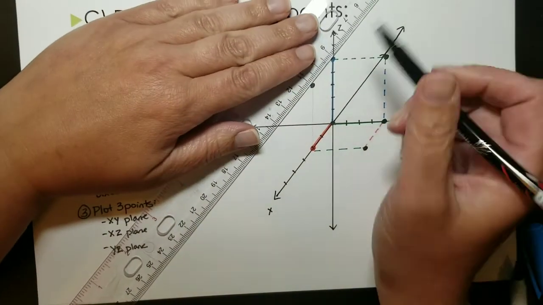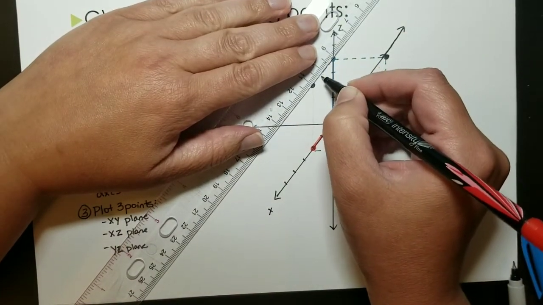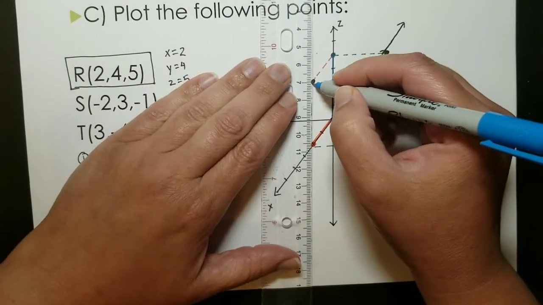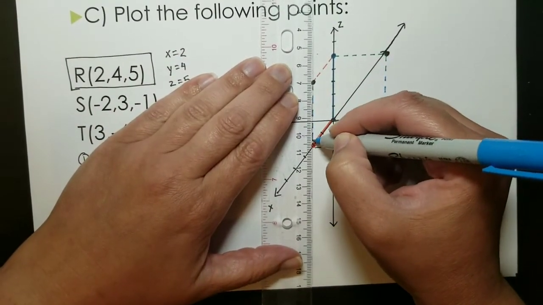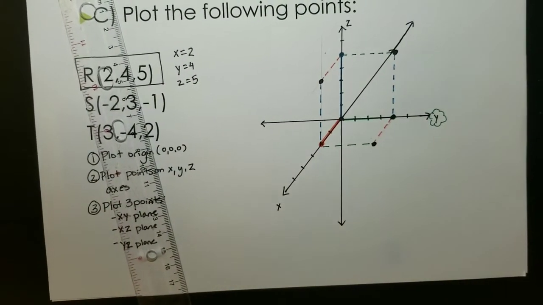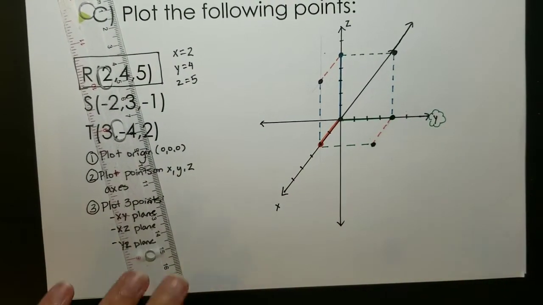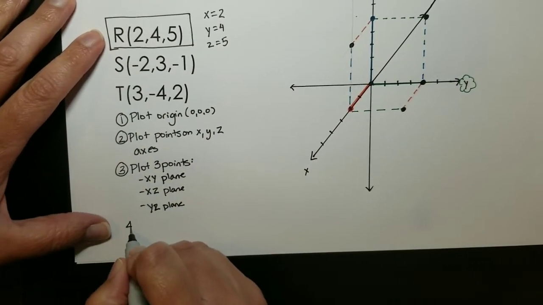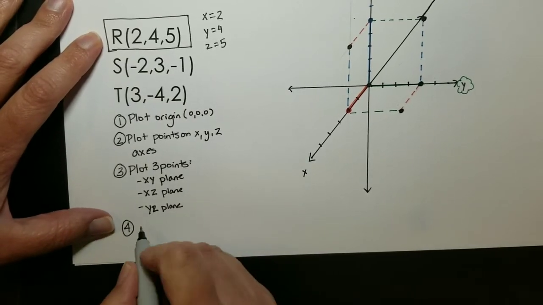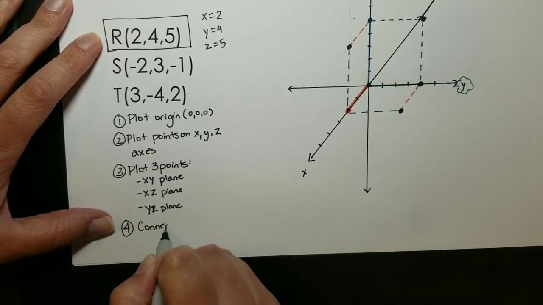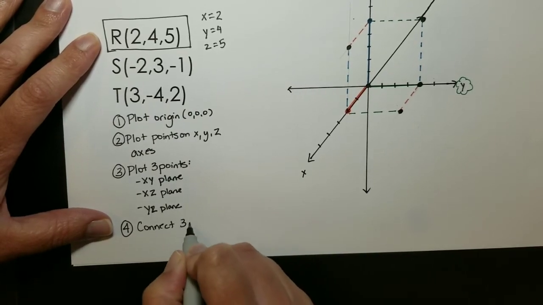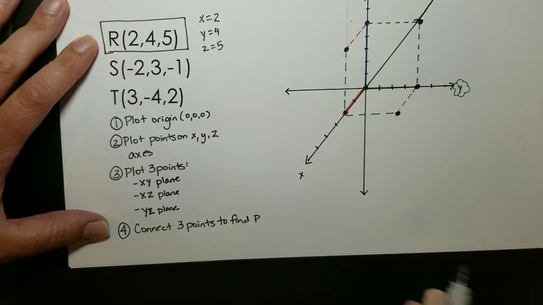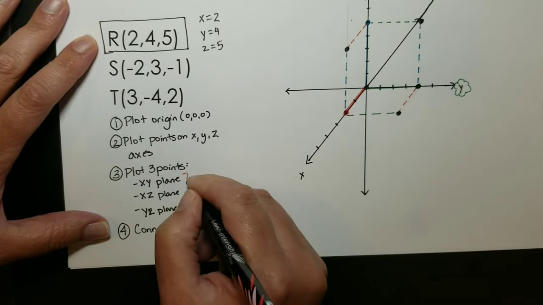So I'm going to color code these again. I might wait till the end to erase all of the rest of the stuff. And this is blue going up and down there. Okay. Now the last point is kind of the hardest one to get, and that's the actual point that we're looking for. I want to draw point P. So for the last point, connect the 3 points to find P. The 3 points that you're connecting are these 3 points.